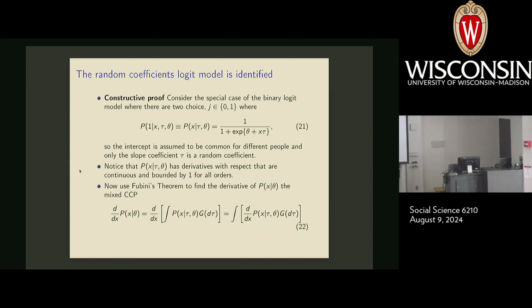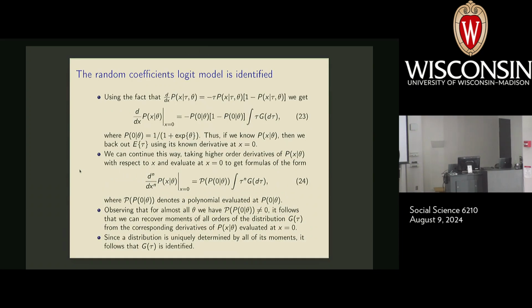So if you work out this thing, you can say that if you take the first derivative and set x equal to 0, you're going to get something times the first moment. And the something on the left is known, so you can divide it out and get the first moment. Then you keep taking derivatives, and you can basically recover all the moments, and from that, you can get the G. Okay? Now, the problem with that is it's really impractical.